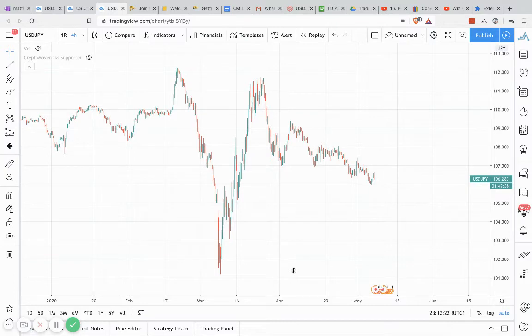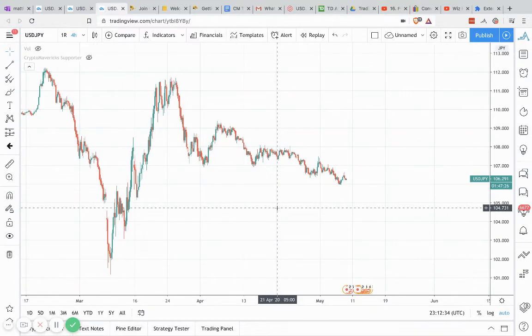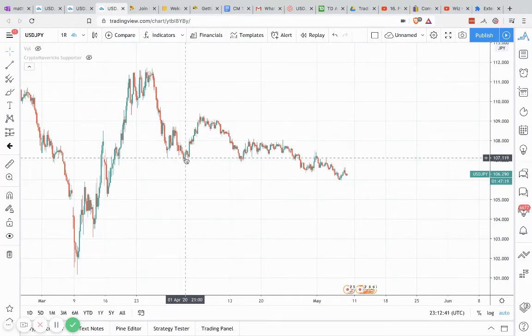And this one is going to be on the Maverick Supporter, or the Supporter for short. And as the name implies, this one is great for finding levels of support and resistance in the market. I'm assuming most of you are at least a little bit familiar with what support and resistance is. But if not, it's pretty much exactly like the name implies.